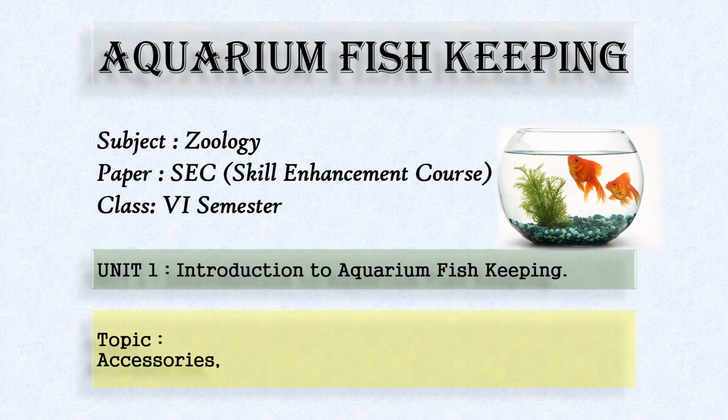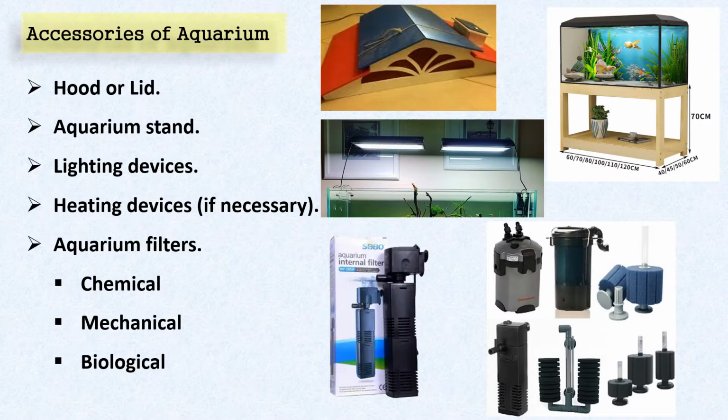So this is the continuation of the aquarium fish keeping topic, and in this topic we'll study the accessories which are used for fish keeping. The important accessories when you maintain an aquarium in the home are the hood or lid, the aquarium stand, the lighting devices, heating devices, and aquarium filters, chemical, mechanical and biological types of filters. So let us see them one by one.